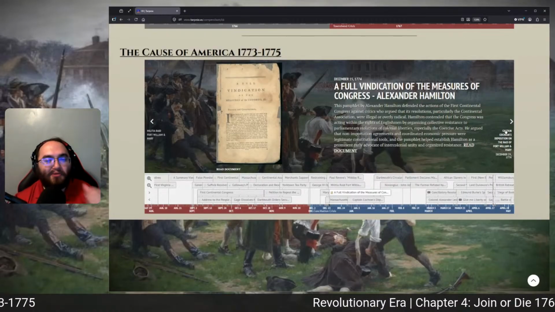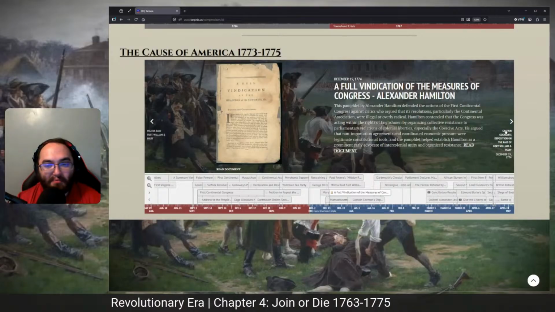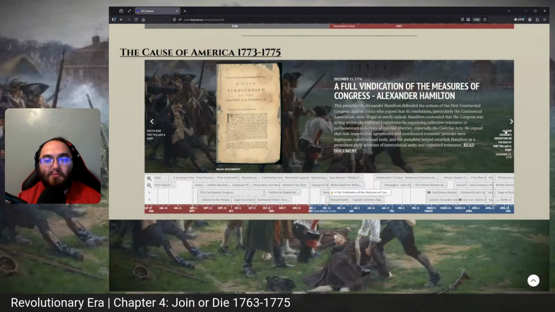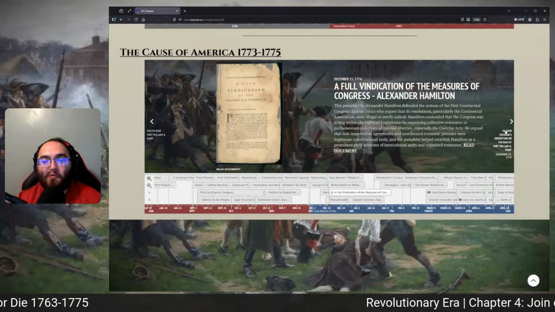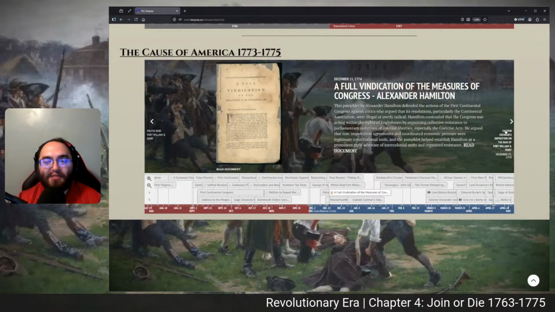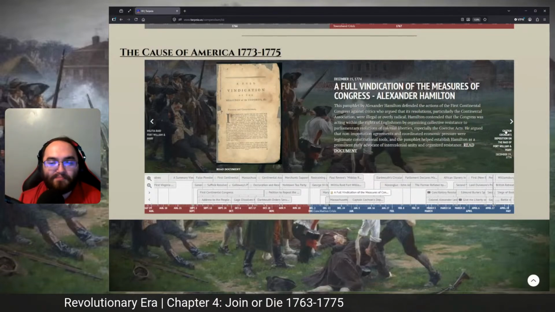Full vindication of measures of Congress. This is the first published essay by Alexander Hamilton regarding the conflict in the Americas. And so in this essay, he is defending the actions of the First Continental Congress.